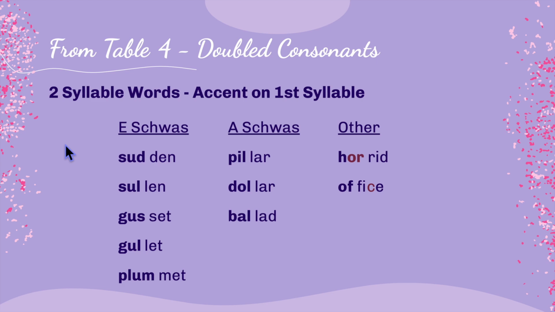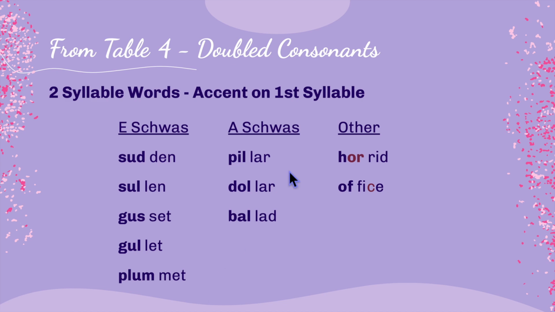Here we have more words. In all of these words, the first syllable is accented, so the vowel in the middle is going to have its clear short sound except for OR, which is going to have or. And our last syllable is not accented. In these words, the E is going to schwa. In these words, the A will schwa. Sudden, sullen, gusset, gullet, plummet.